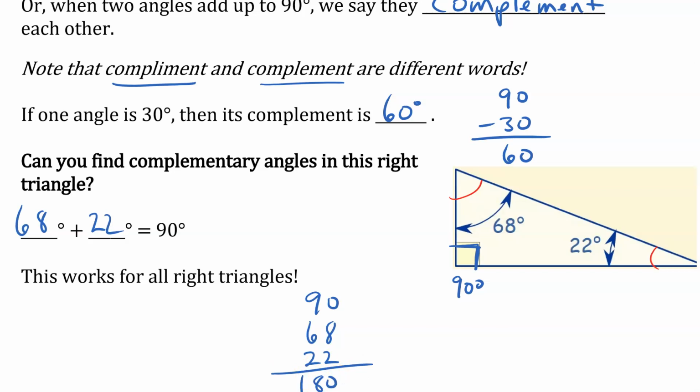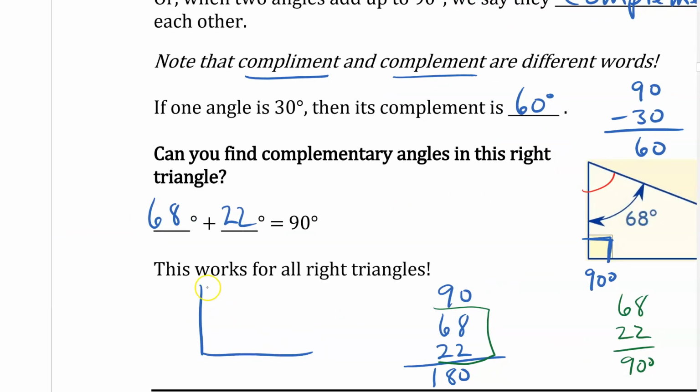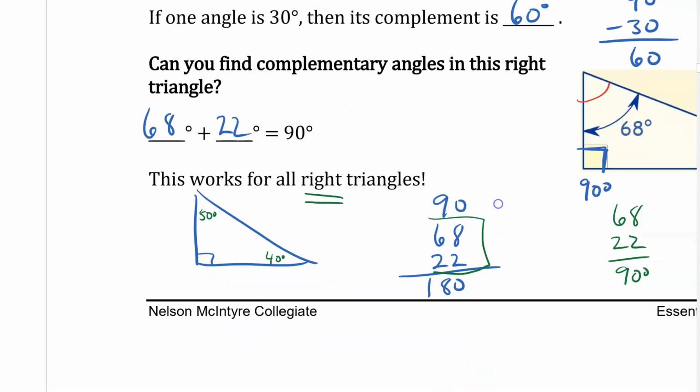Or you could just say, hey, these two together, the ones that aren't the right angle, the 68 plus 22, are always going to add up to 90 degrees. So for example, I'll draw one more. If I draw a right triangle so that this one's 90, and all three of them add up to 180, that means the other two have to add up to 90 degrees. So let's call this one 40. Then this one would have to be 50 degrees. Okay, that works for all right triangles where one angle is a right angle.